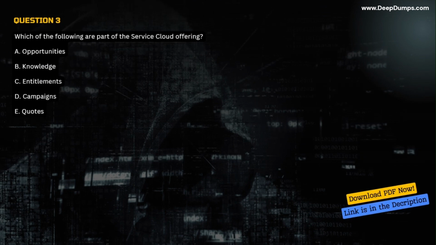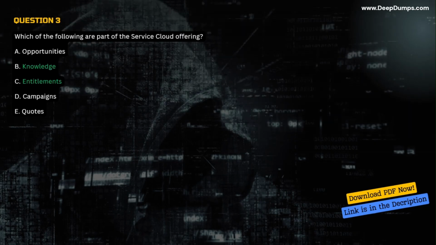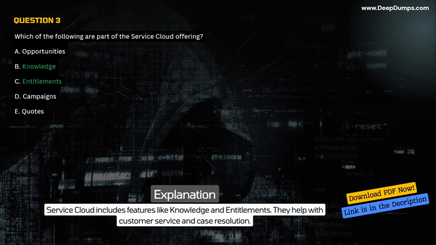Question 3. Which of the following are part of the Service Cloud offering? A. Opportunities. B. Knowledge. C. Entitlements. D. Campaigns. E. Quotes. Correct answer, B and C. Knowledge. Entitlements. Explanation. Service Cloud includes features like knowledge and entitlements. They help with customer service and case resolution.